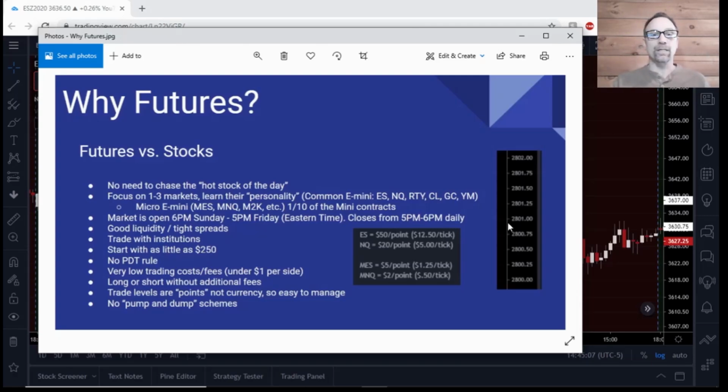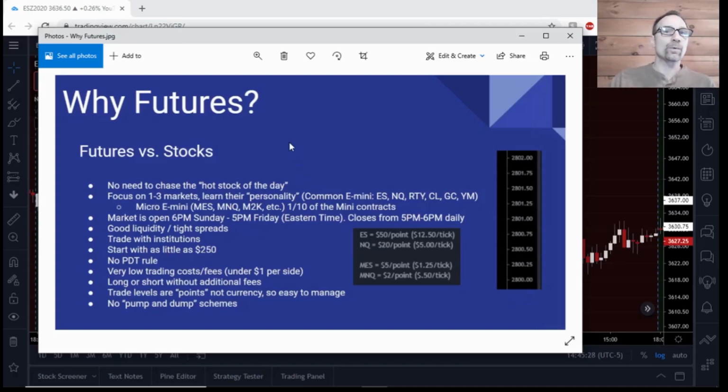With futures, it's a point-based system. So you just know, all right, I'm in ES. It goes up a point. That's $50 on one contract. If you want to double your account and trade faster, simply add 2 contracts. Instead of $50 a point, it's doubled, $100 a point. And the NQ would be $20 and $40, $60, $80, and so on.